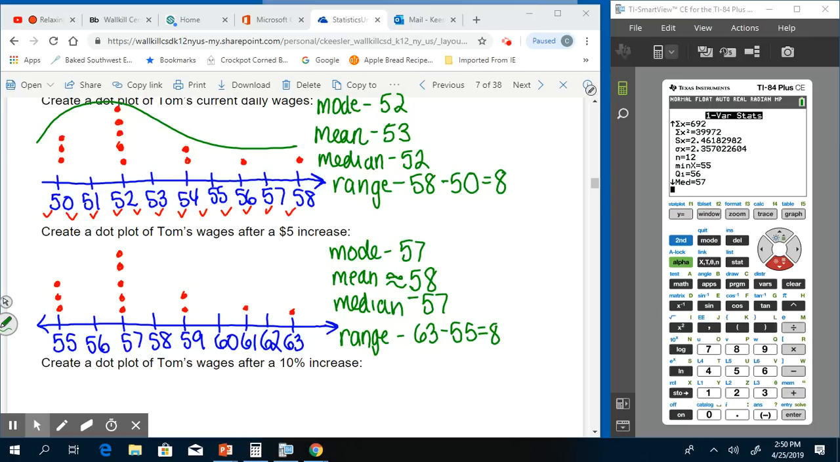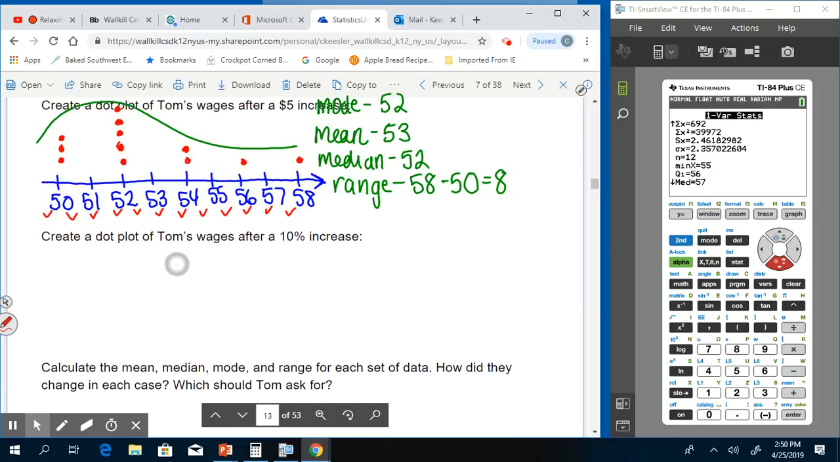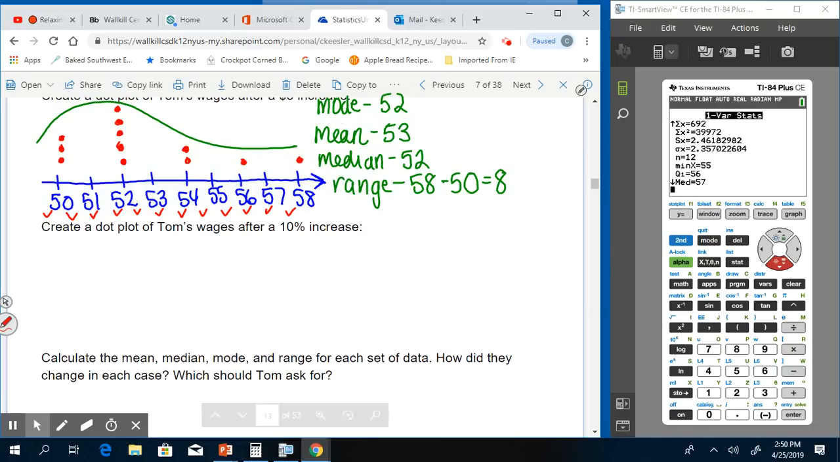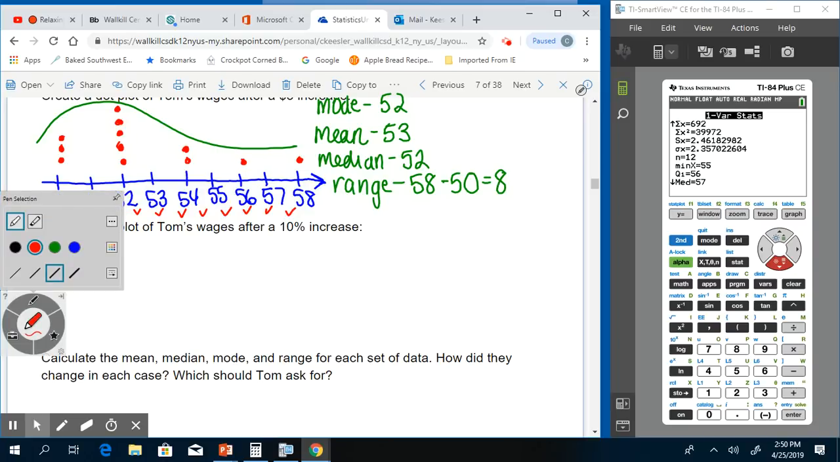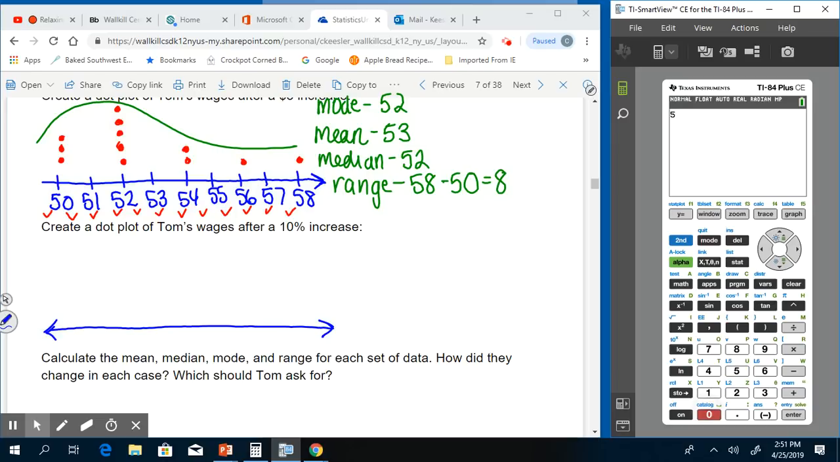All right, so now we want to create a dot plot of Tom's wages after a 10% increase. So again, using that original dot plot, we're going to add 10% to each. So 10% is actually really easy. It's dividing by 10, and then adding that to itself, basically. So 10% of 50 should be 5. Let me just prove that to you. If I do 50 times 0.1, I get 5. So 10% more than 50 would be 55.